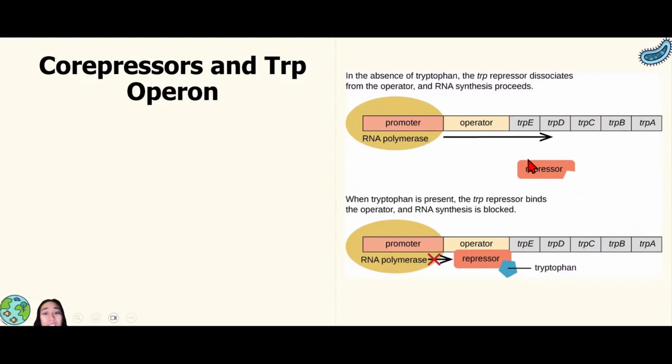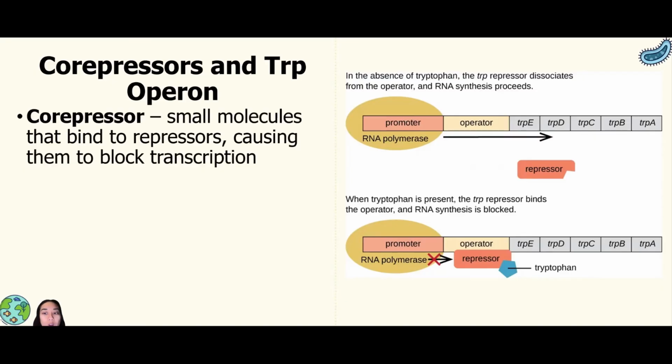One example of how promoters can be turned on or off in bacteria is the trp operon. There is this concept of a co-repressor. A co-repressor is a small molecule that binds to the repressor itself and causes that repressor to bind to the operator, the region between the promoter and the actual genes, right here. And that will stop or block transcription.